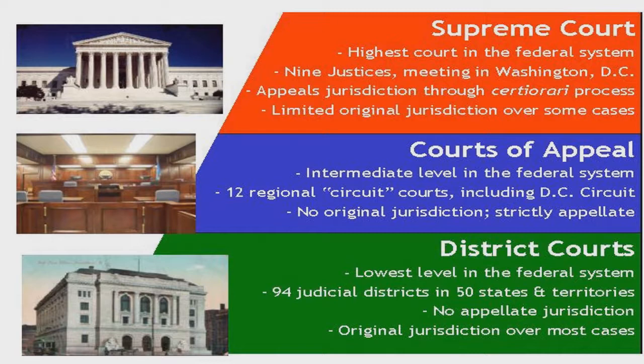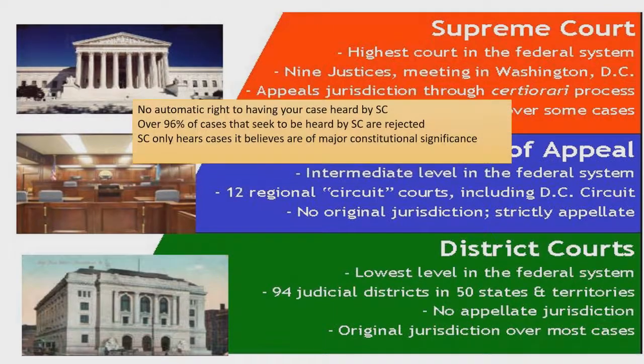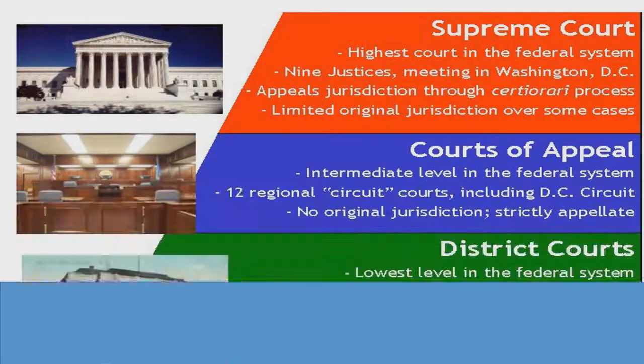And then, similar to that, if you're not happy with the Court of Appeals' decision, or you want to take it further, you take it to the Supreme Court. There's just one Supreme Court. It's the highest court in the federal system. There's 9 justices. They meet in Washington DC, and they have the power of judicial review.